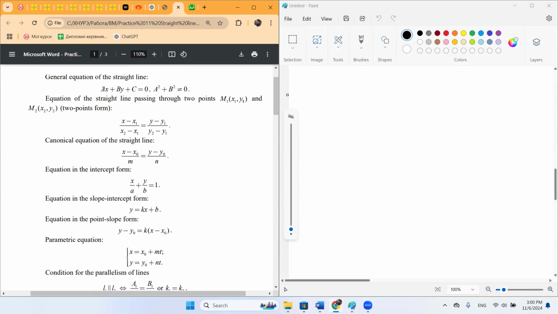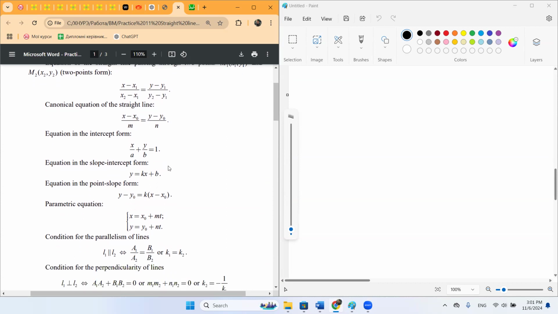So this is the general equation of a straight line. A and B are coordinates of a normal vector, a vector that is perpendicular to the line. Then another form, the two points form, the equation of the straight line passing through two points. Then the canonical equation of the straight line, basically the two points form is equivalent to canonical form. So if we reduce the two points equation, we will have a canonical form.